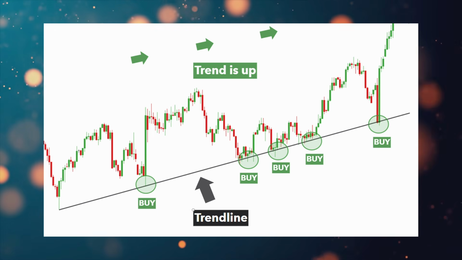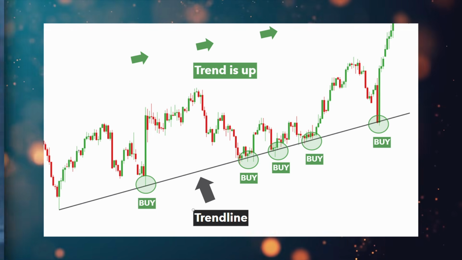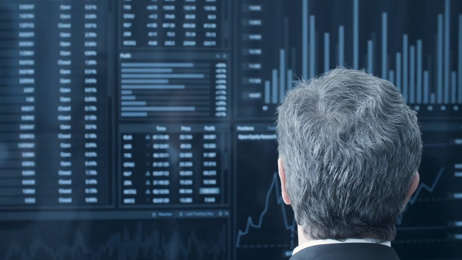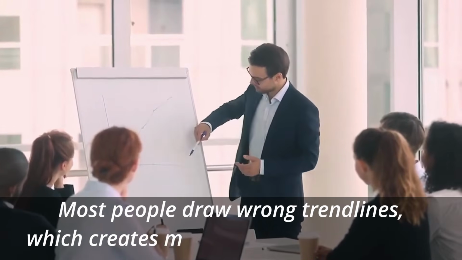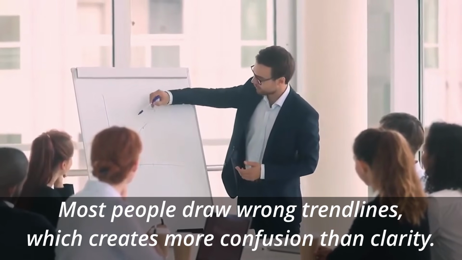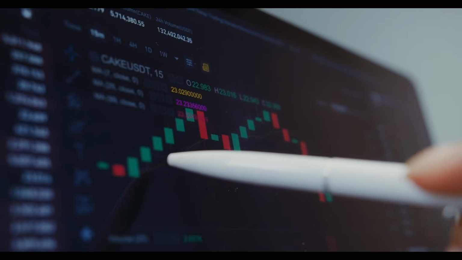These are also extremely effective, just like support and resistance, because so many people use them. The tricky part here is learning to draw the trend line right. Most beginners draw it wrong, which creates more confusion than clarity. When you learn to draw it right, you will be astonished to know how well they work.